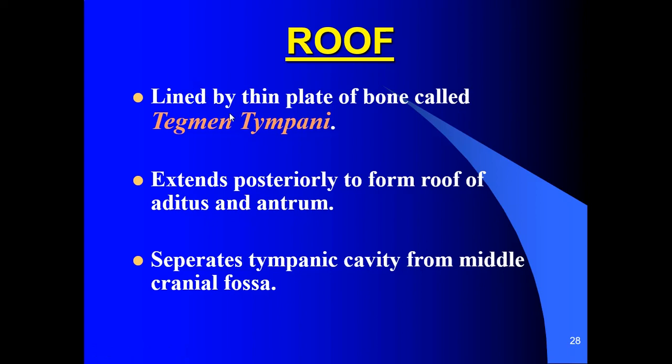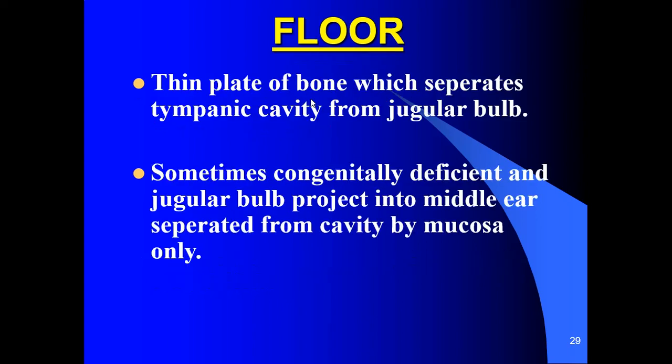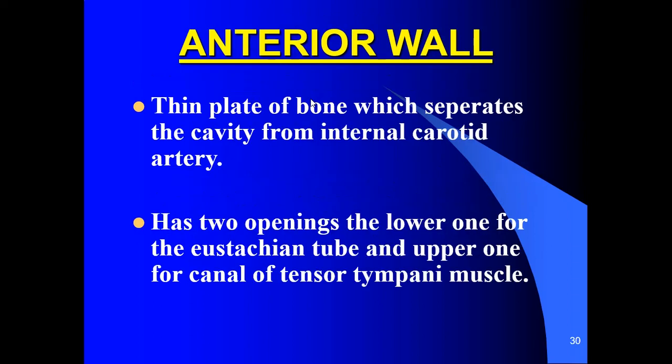Well, in detail, the roof is formed by a thin plate of bone called tegmen tympani. It extends posteriorly to form the roof of aditus and antrum, and it separates the tympanic cavity from the middle cranial fossa. The floor has a thin plate of bone which separates the tympanic cavity from the jugular bulb, sometimes congenitally deficient, and the jugular bulb projects into the middle ear separated from the cavity by mucosa only. Anteriorly, there is a thin plate of bone which separates the cavity from the internal carotid artery. It has two openings, the lower one for the eustachian tube and the upper one for the canal of tensor tympani muscle.